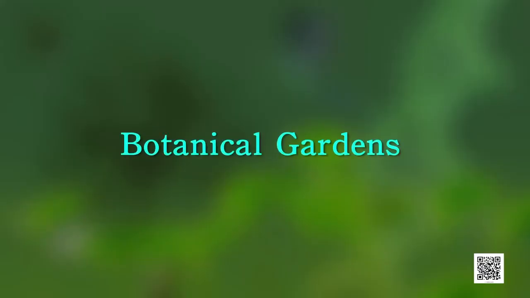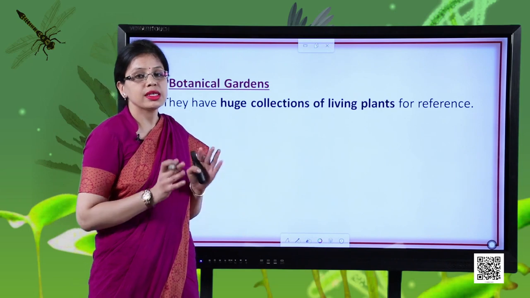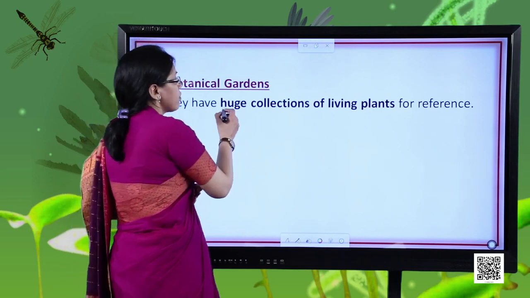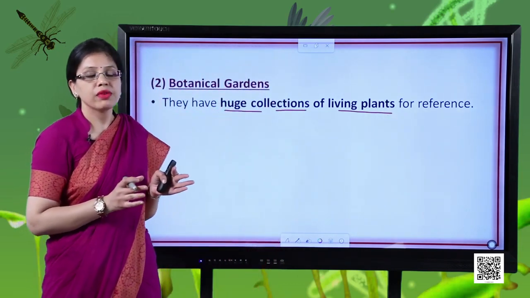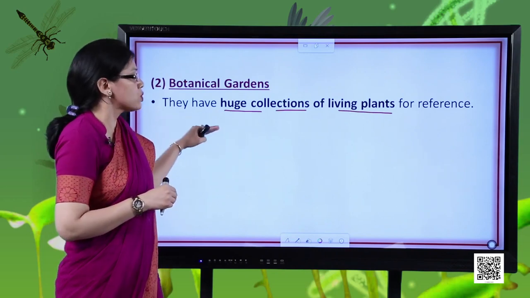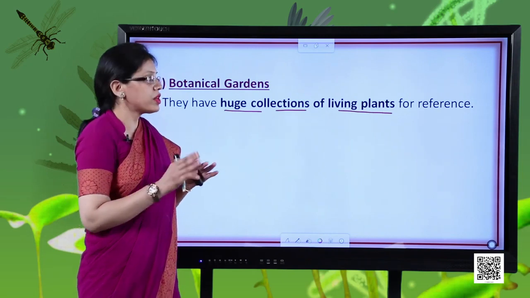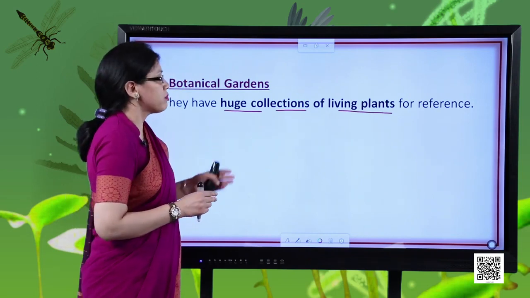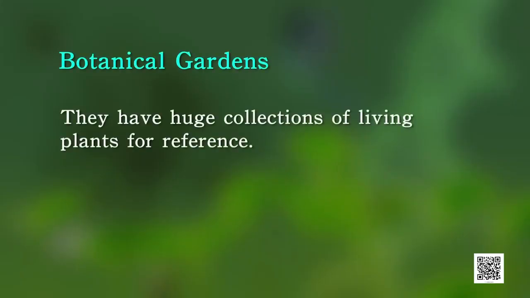Then we have the second taxonomical aid, that is called a botanical garden. These are not normal gardens, these are specialized gardens where we have a huge collection of living plants. In a herbarium, we were not preserving the living plant, we were preserving the plant in a dead form. Here we are trying to conserve the living plants. So in a botanical garden, a huge collection of living plants of different groups are present, and they help us to study the features of the plant. That is why they help us in taxonomy, and we have put them under taxonomical aids.